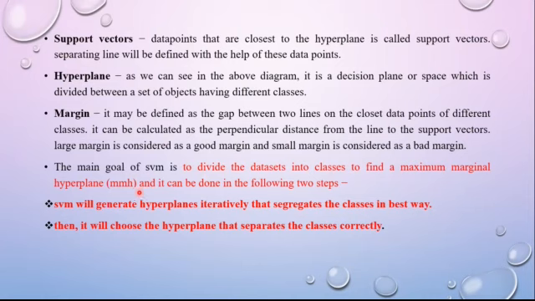It can be done in the following two steps. We can use the support vector algorithm to solve any kind of problem, dividing the data set into classes. Step one: it generates hyperplanes iteratively that segregate the classes in the best way. Step two: it chooses the hyperplane that separates the classes correctly. Let's go for a simple example where you can get more understanding.